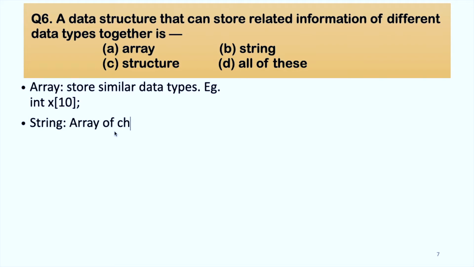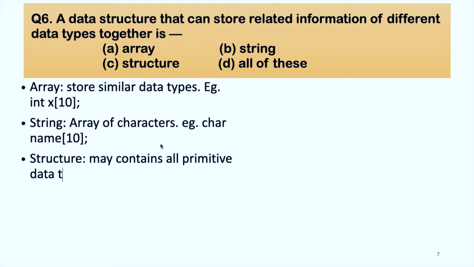Now a string is nothing but an array of characters, like char name[10]. This is an array of characters that has 10 characters. So that is basically a string. Now a structure may contain all primitive data types together. Also it may contain any derived data type. Now let's see an example of a structure. So in this case the answer will be structure.